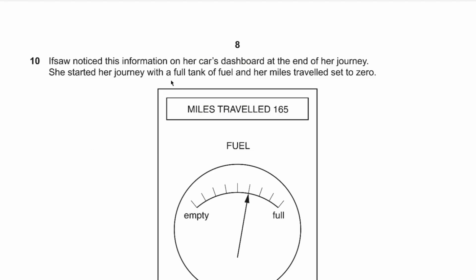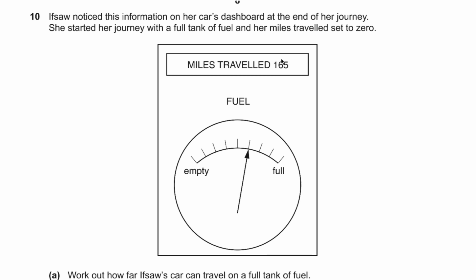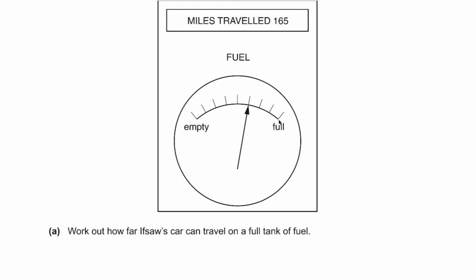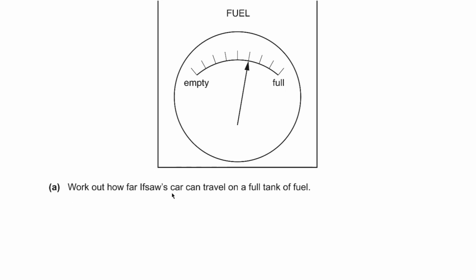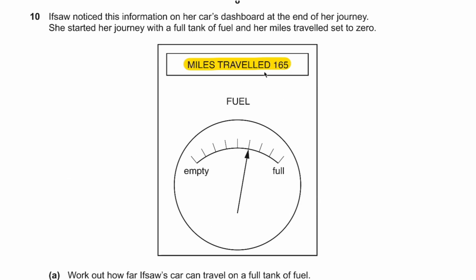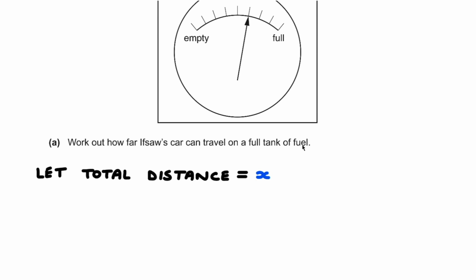Question 10. Iffso notices this information on her car's dashboard at the end of her journey. She started her journey with a full tank of fuel and her miles travelled set to 0. Now the miles travelled once they start driving is 165 miles and they've used a certain amount of fuel, because it starts off from full and we're going towards empty. Part A, we have to work out how far Iffso's car can travel on a full tank of fuel. So the first thing we'll do, notice that we've got 165 miles, we'll let the total distance equal x. That's the total distance when our car is full of fuel.